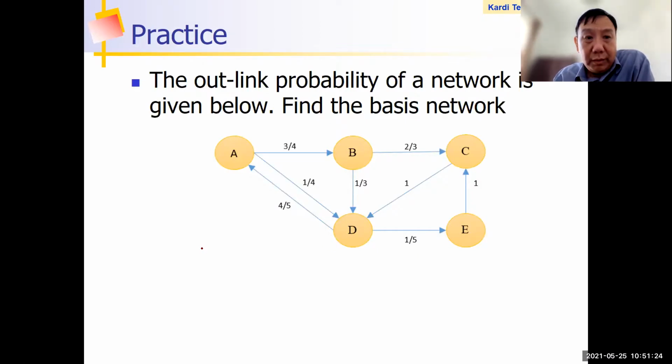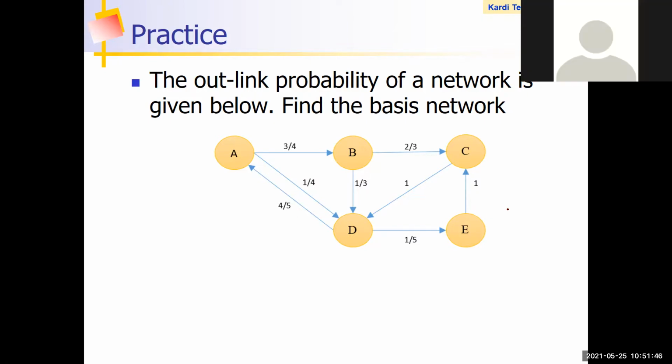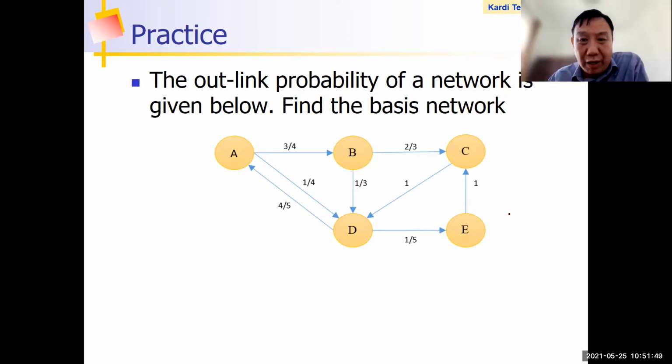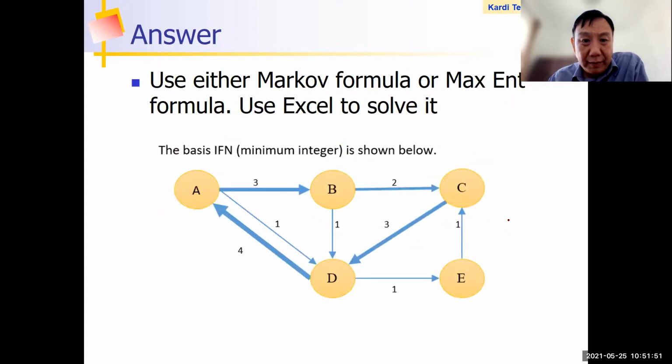So you want to practice using your Excel? Can you find the basis network of this? If I give you the outlink probability, can you get me the basis network? Yes, the stochastic matrix is given, right? So try to use Excel to solve it. This is the answer.